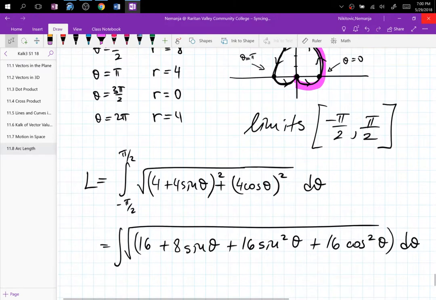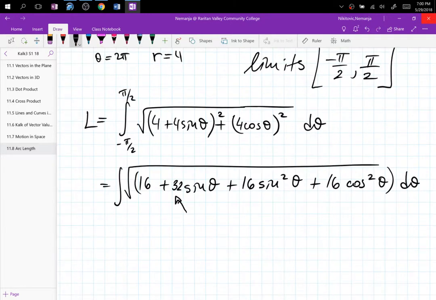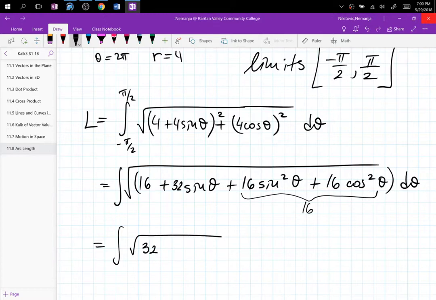Where? Oh, 4 times 4 is 16 times 2, yes, 32. Thank you. That's a 32 right there. Yes. All right. So what I'm going to do now is, again, these guys give me 16 plus 16 in front. It kicks 32 out. So I have a square root of 32 times (1 plus sine theta) d theta.